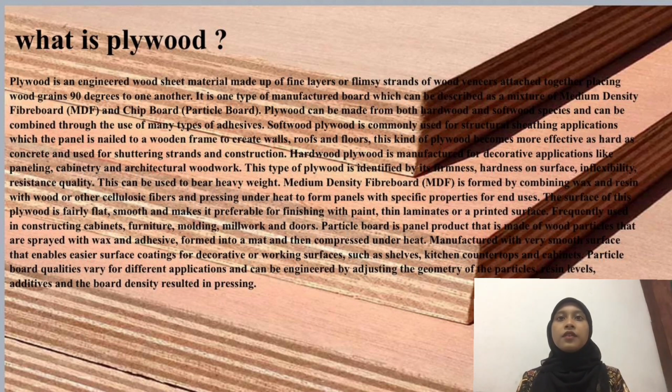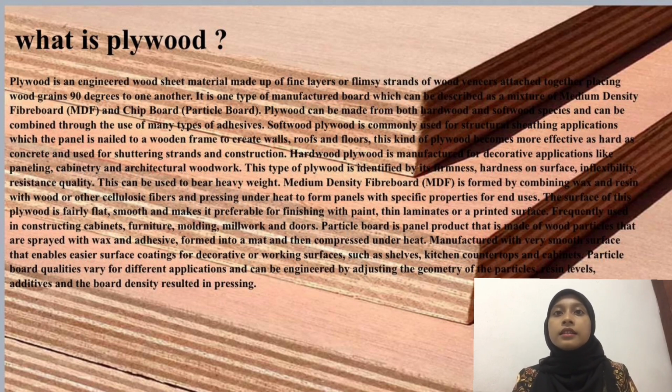Medium density fiberboard, MDF, is formed by combining waste and resin with wood or other cellulose fiber and pressing under heat to form panel with specific properties for end use. The surface of this plywood is fairly flat and smooth, making it preferable for finishing with paint, thin laminate, or a print surface. Frequently used in construction, cabinet, furniture, molding, millwork, and doors.